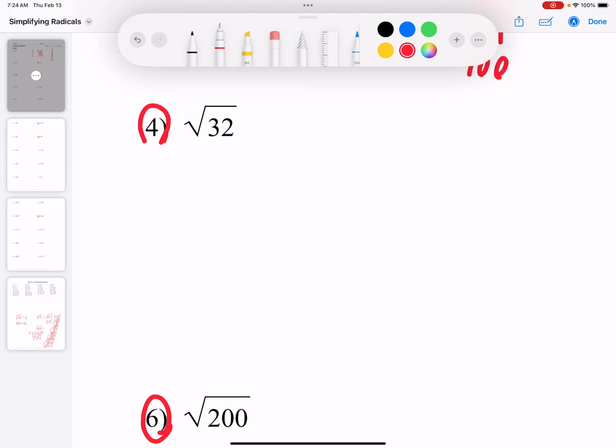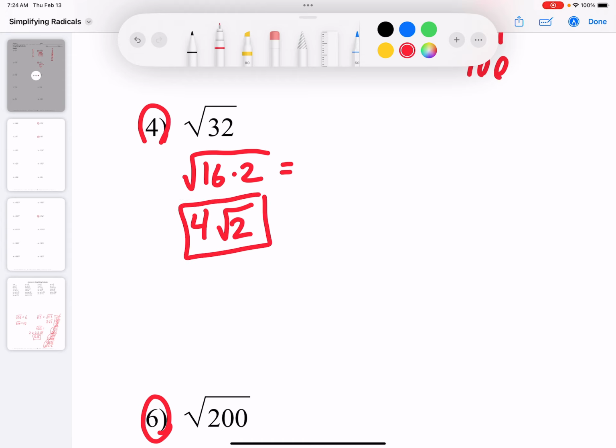So 32, when I think of 32, I know 4 goes into it 8 times, but I also know 4 goes into 8, so 16 will work as well. So 32 divided by 16 is going to be 2. So I can rewrite 32 as 16 times 2. And I can rewrite the square root of 16 as just 4, and then square root 2. So the square root of 16 is 4, and then I keep the square root of 2.